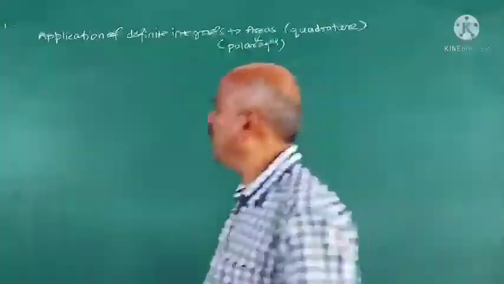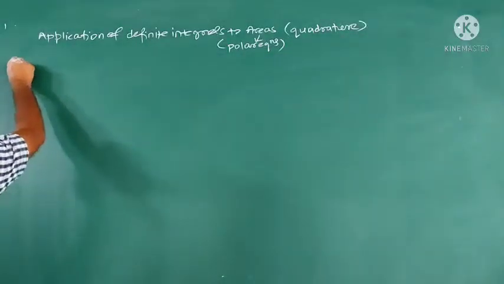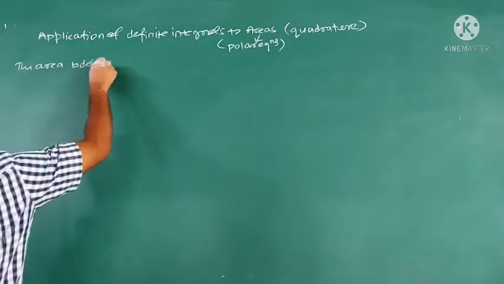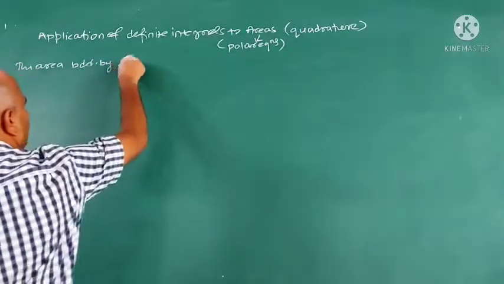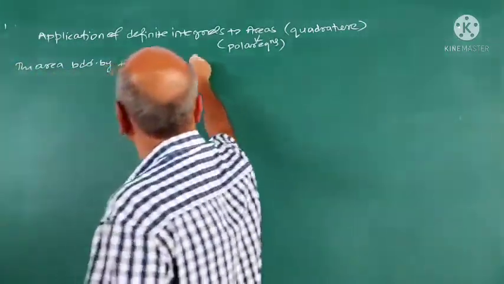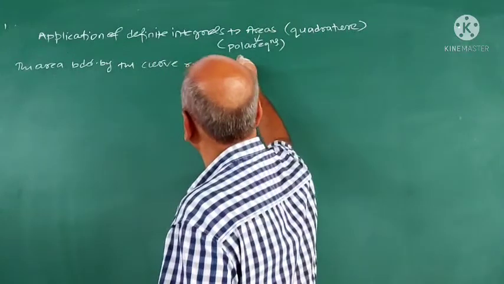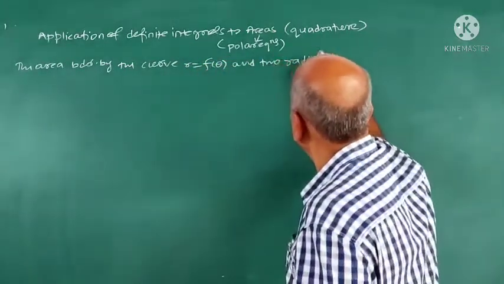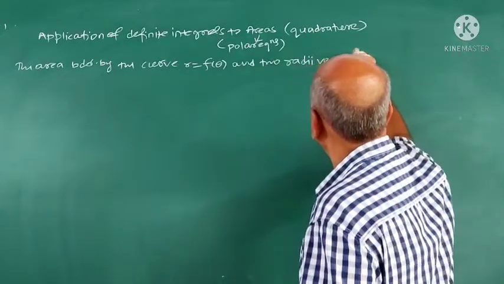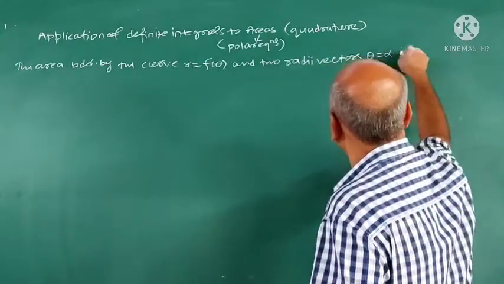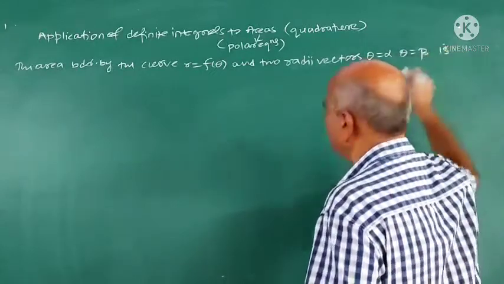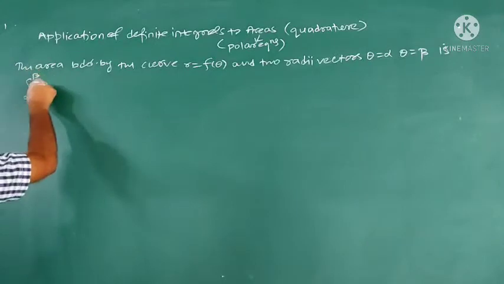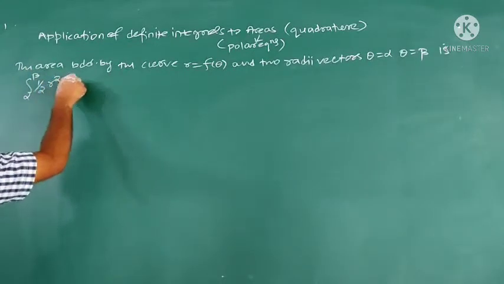Therefore, we start with area under the curves, where the equation of the curve is given in polar form. First I derive the formula. Formula is the area bounded by the curve r is equal to f of theta, and two radii vectors theta is equal to alpha, theta is equal to beta, is given by integral alpha to beta half r square d theta.